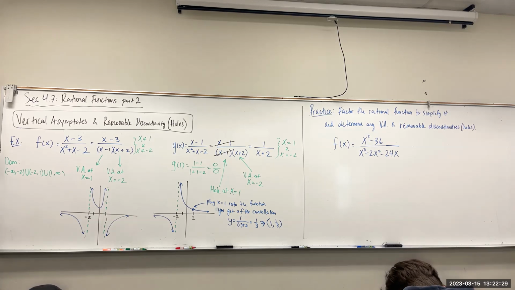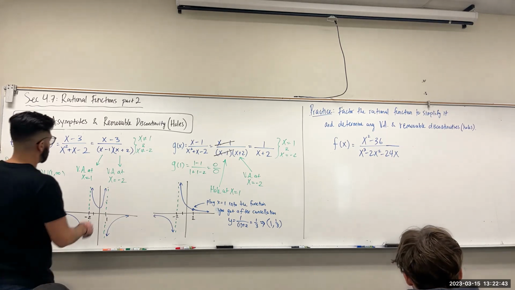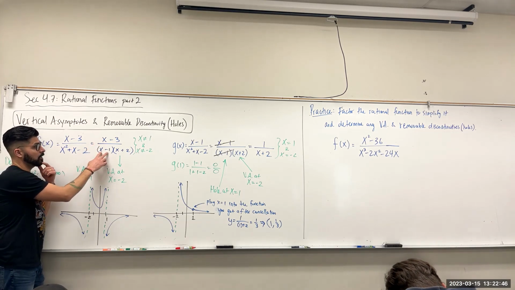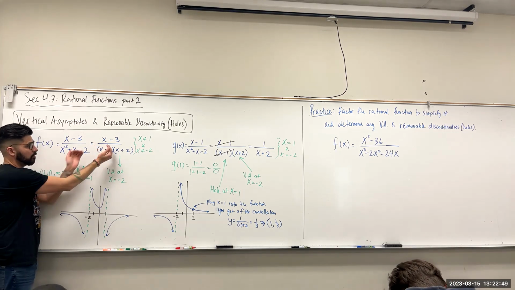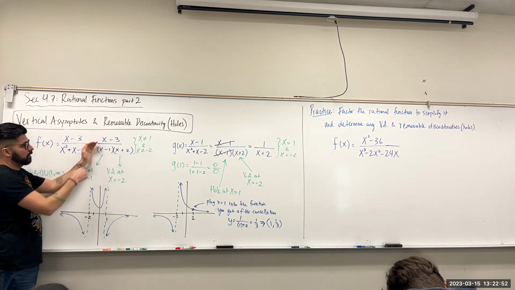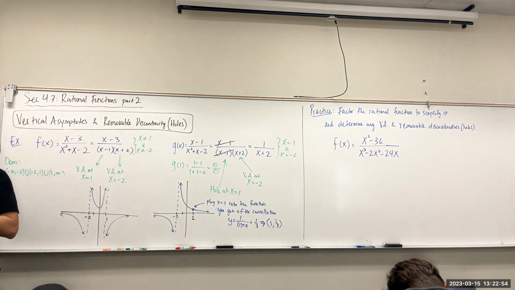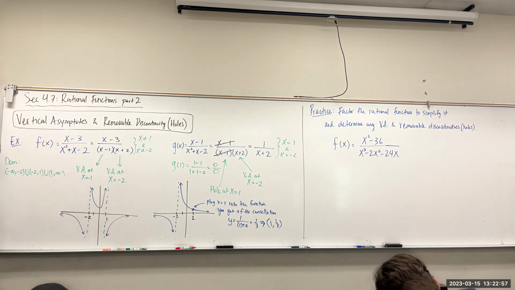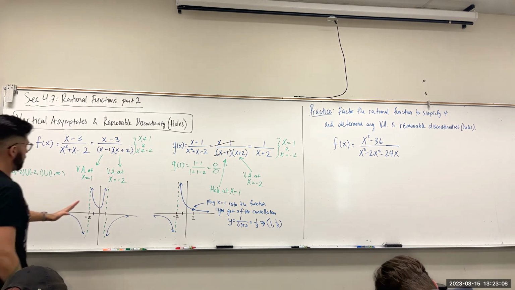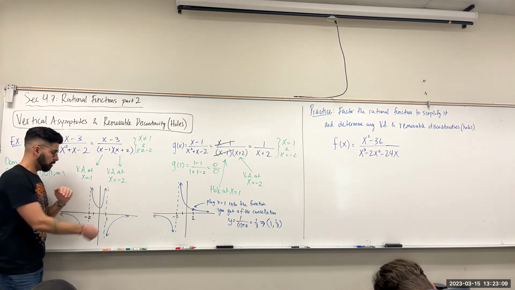When you start plugging in x values that are really close to 1, this part becomes really close to 0. And when you have a fraction with a really small denominator, it makes the overall fraction value really big. That's why the y values are going either positively big or negatively big.